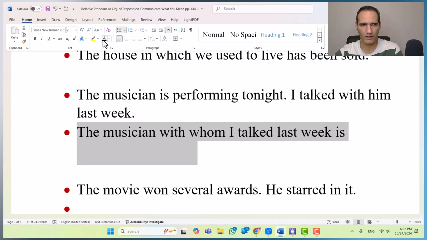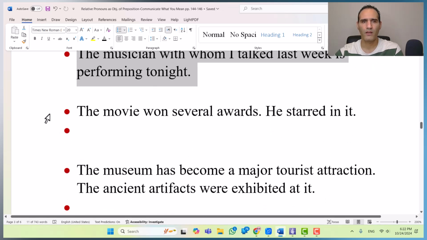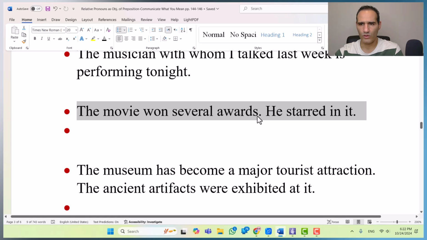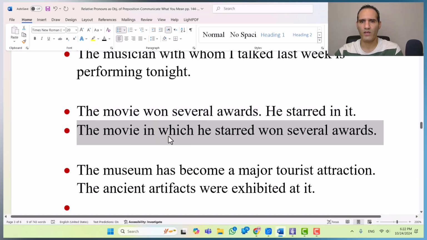The rest of that is performing tonight. Yes. And this one, the movie won several awards. He starred in it. Star as a verb. Star in it. Movie. So adjective clause following the word movie. The movie in which he starred won several awards.